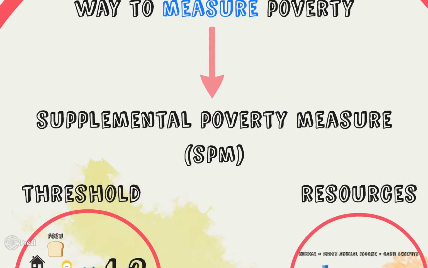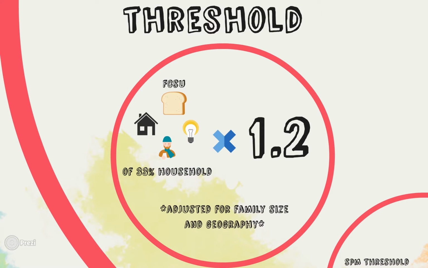Like the OPM, the SPM also considers a threshold and resource package. The SPM looks at 4 basic needs: food, clothing, shelter, and utilities. It then looks at how much money the entire population is spending on these FCSU needs and multiplies the expenses of the 33rd percentile household by 1.2. The threshold does not just account for family size, but it also adjusts for differing housing prices around the country. This threshold has the ability to move up and down as consumption patterns and needs change in the U.S.